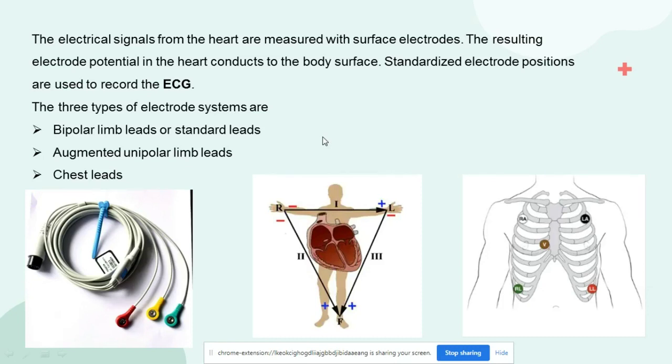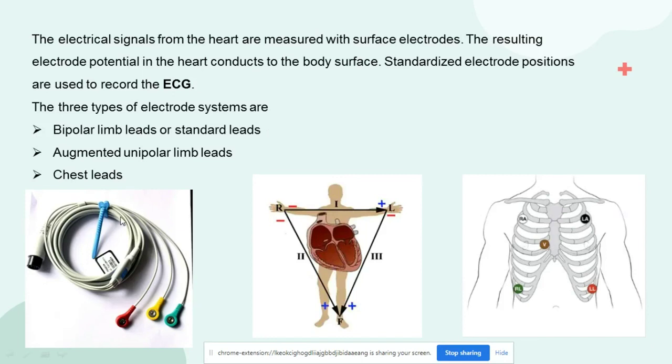There are many types of electrode placements for ECG measurement. In the first video, I explained the surface electrodes used to measure the ECG. I mentioned that the surface electrodes used may be suction cup electrodes or adhesive tape electrodes. These are the types of surface electrodes used to measure heart rate and heart signals.